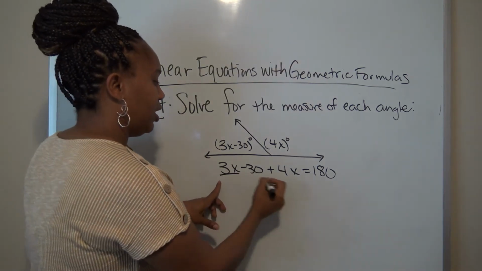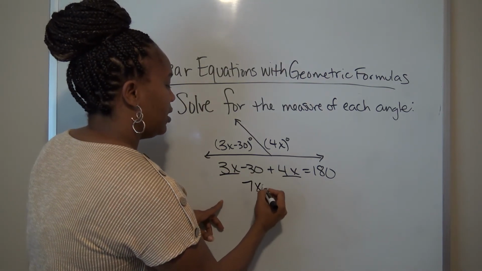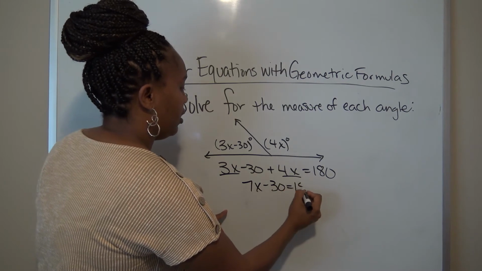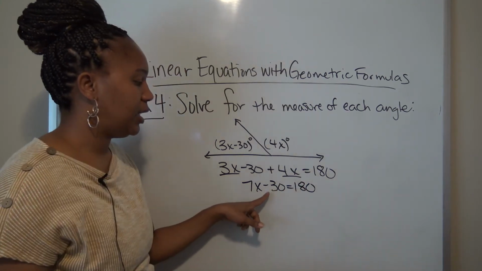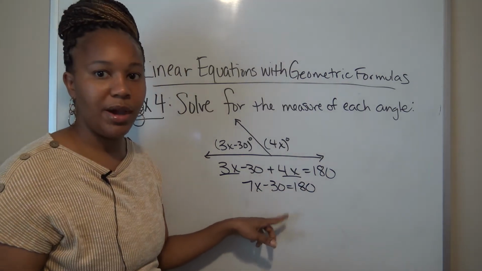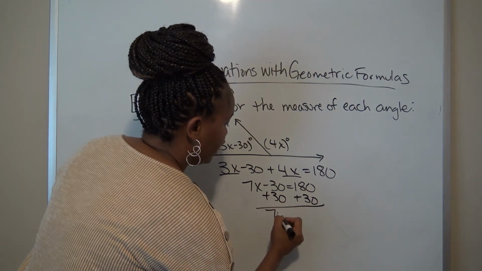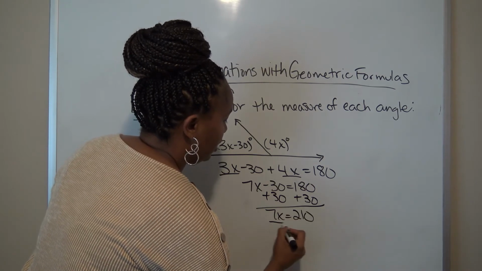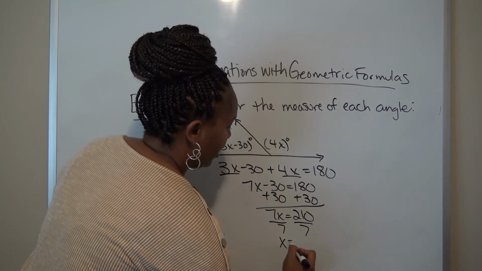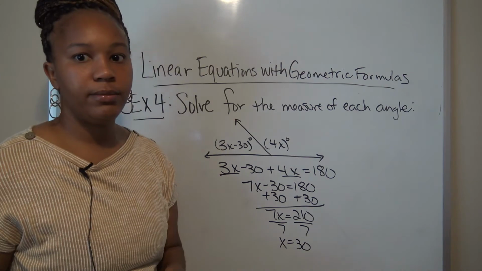So combine my like terms, 3x plus 4x, and that's 7x. So 7x minus 30 equals 180. I need to get x by itself, so I need to get rid of the minus 30. And I'm going to add 30 to both sides. I get 7x is equal to 210, and divide by 7. I get x is equal to 30.